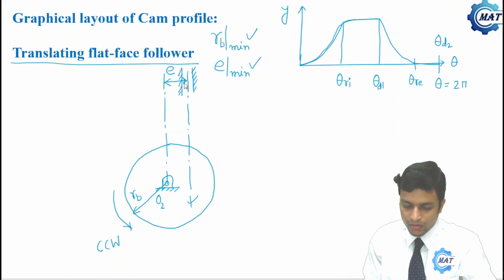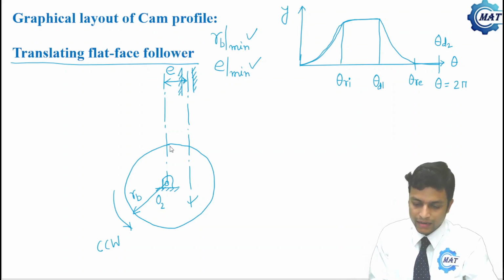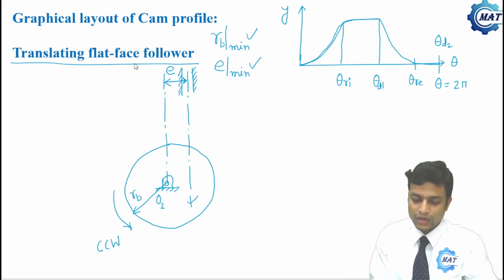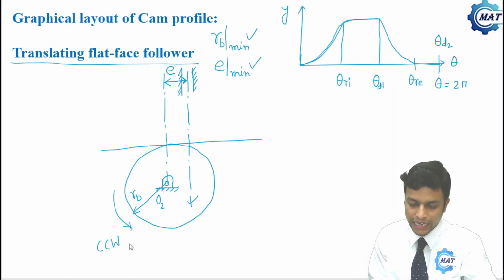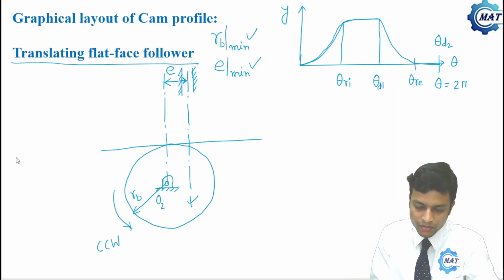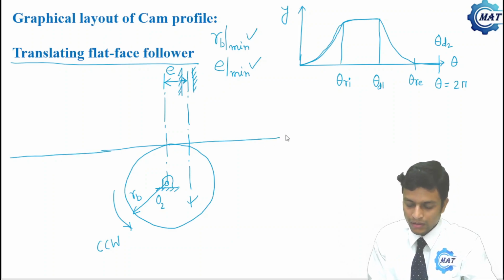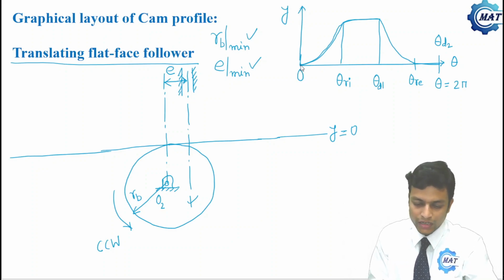Now, as this is the base circle and the face of the follower, for a flat face follower, that is horizontal. Face of the follower is horizontal. So the minimum height of the follower is represented by this horizontal line, which is tangent to the base circle. So this line represents the minimum height of the follower, that is here y equal to 0.